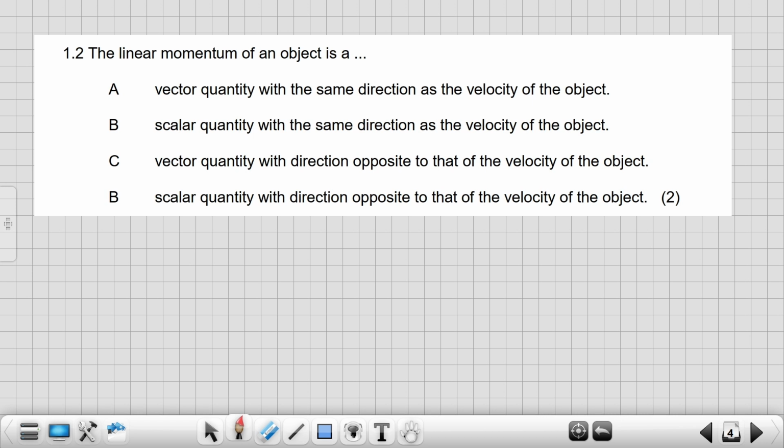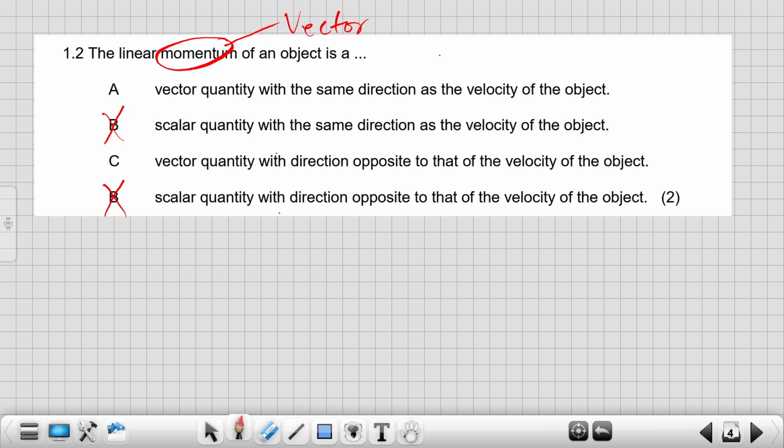1.2. The linear momentum of an object is a vector quantity, scalar quantity, and then scalar quantity again. We know from the first lesson, we did explain that momentum is a vector quantity. So can I eliminate my distractors? Yes, I can. Everything that says scalar quantity will not be applicable. So what else is left now?